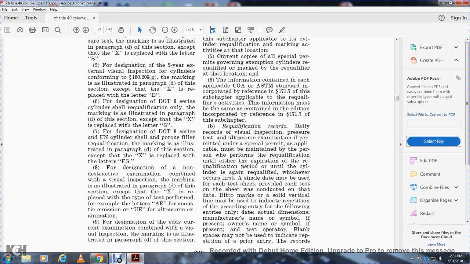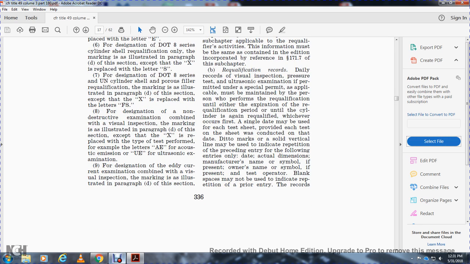Date and actual dimension, manufacturer's name and symbol, owner's name and symbol, and test operator. A blank space may not be used to indicate repetition of the prior entry of the records.